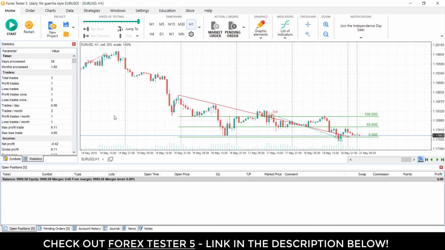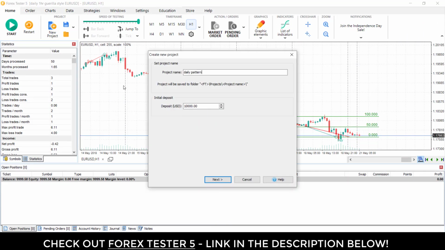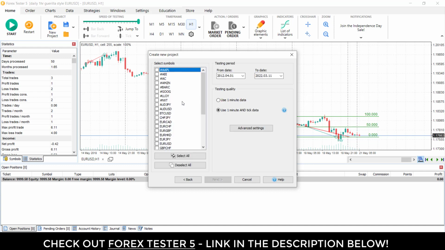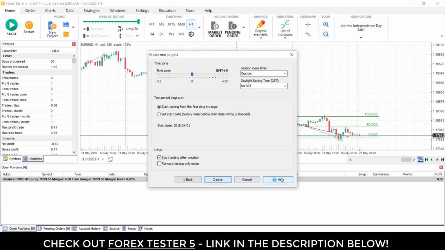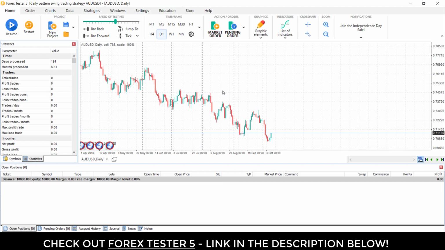So here we are in Forex Tester 5. Let's open a new project. Swing trading strategy. And let's test this out on Australian dollar USD. I've not done a lot of tests for that pair. And here is one of the brilliant features of Forex Tester 5, because you can choose your initial deposit, which is automatically set to $10,000. I'm going to keep that as it is. Right, so I've loaded some project data here for Australian dollar US dollar. So we've gone back in time using the backtesting tool on Forex Tester 5. And let's start the process that we just went through.